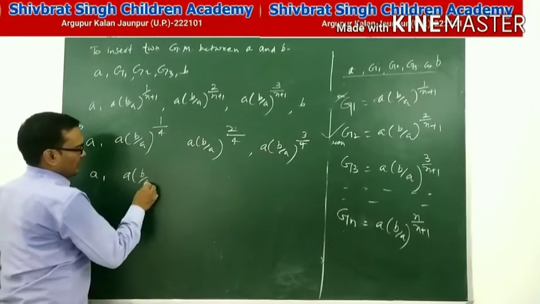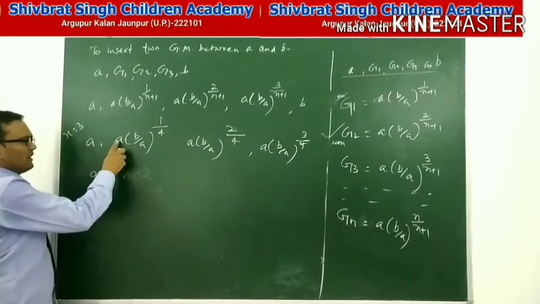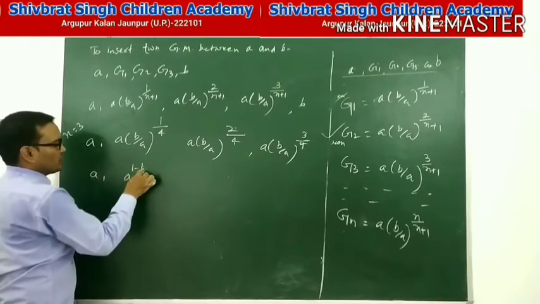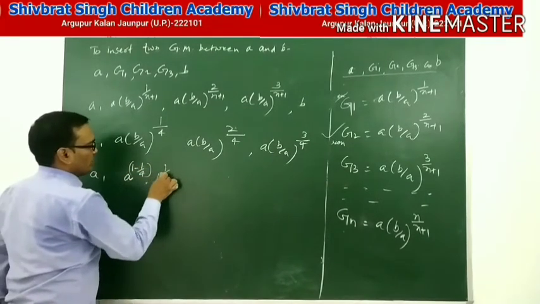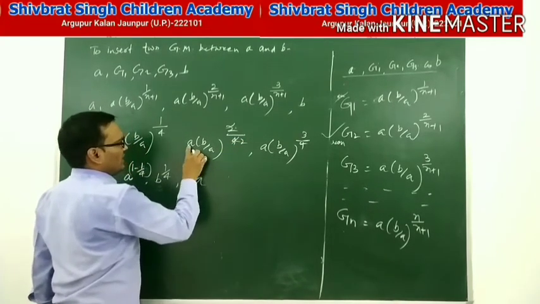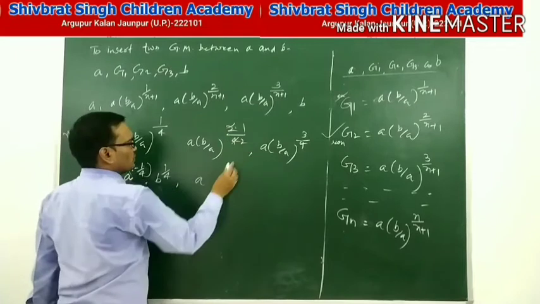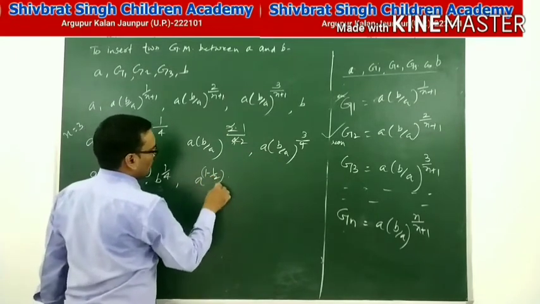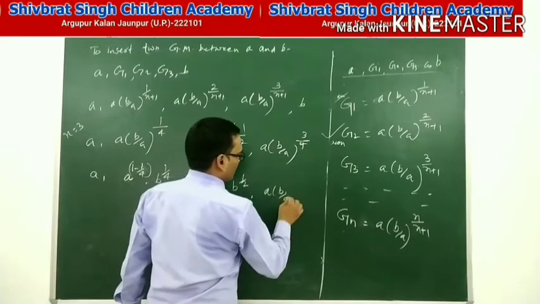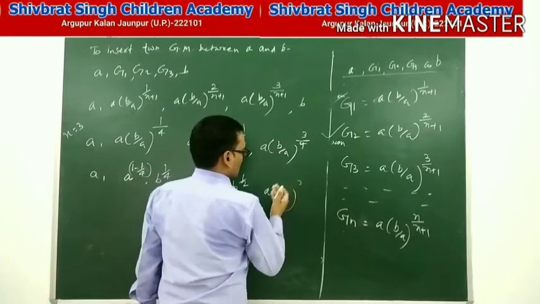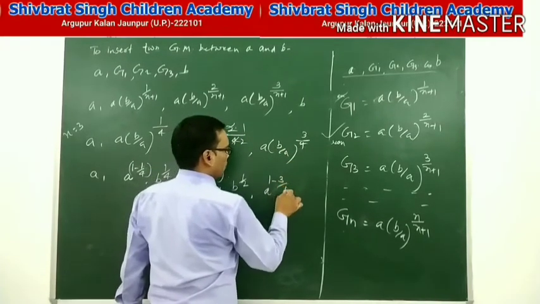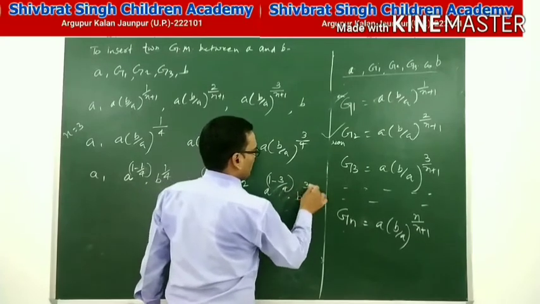A upon here A to the power 1 and here A to the power 1 by 4. Then A to the power 1 minus 1 by 4 and B to the power 1 by 4. Here A to the power 1 and here A to the power 1 by 2, 1 minus 1 by 2 and B to the power 1 by 2. A and B upon A. A to the power 1 minus 3 by 4 and B to the power 3 by 4.